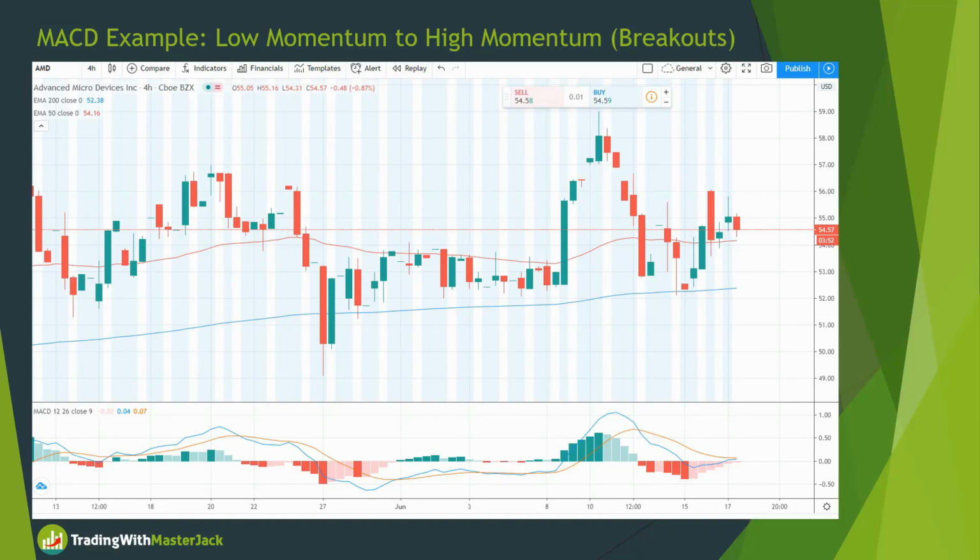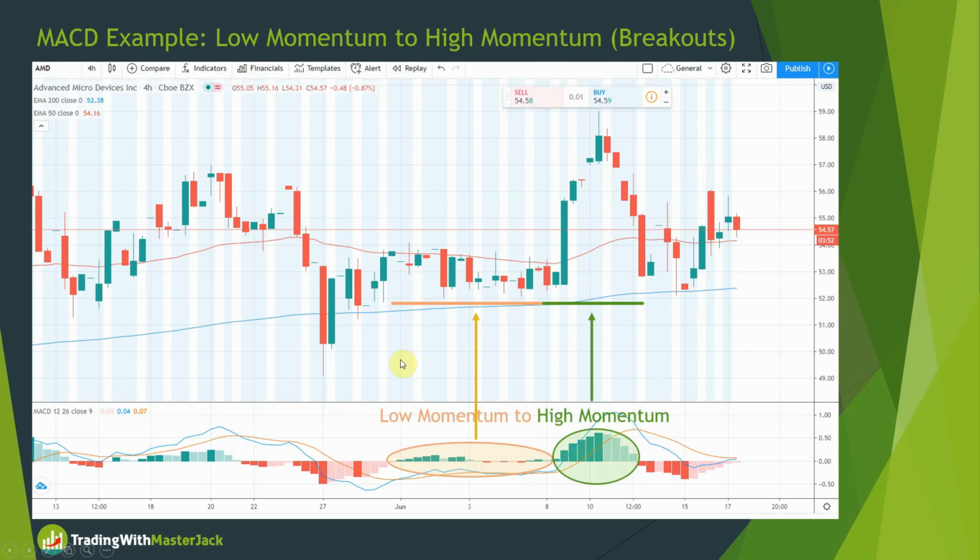Just finishing off the breakouts example, I just had to throw this particular chart in. You see there's our low momentum in the histogram, where you can see there's almost no histogram showing here, and that was in this area, and it went from low momentum to high momentum in this particular example. Now what's actually really nice about this chart is that it's a 2-in-1 special.